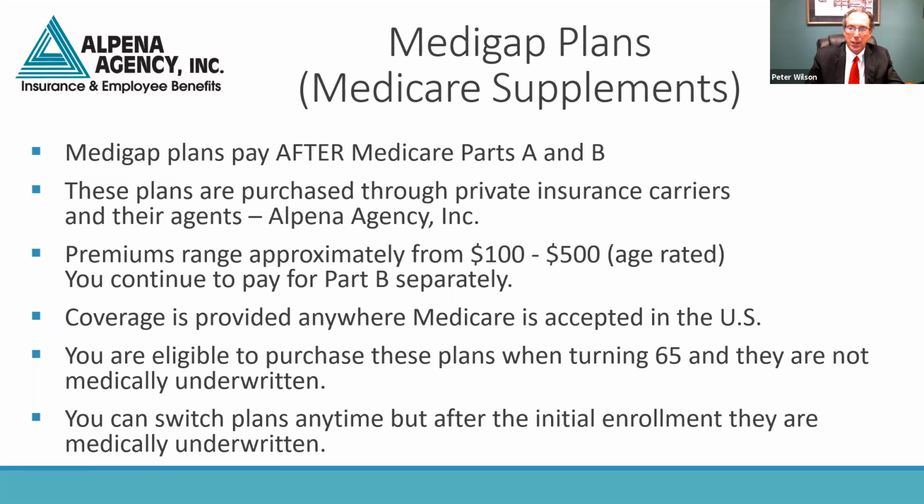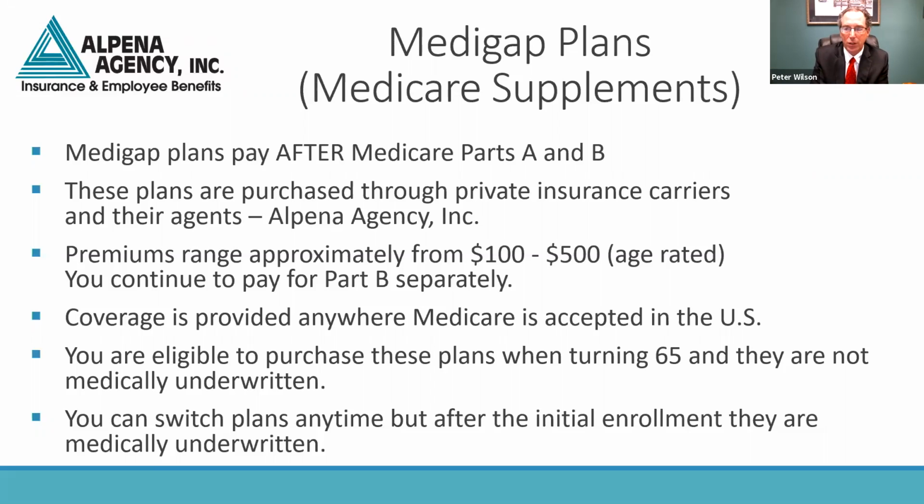Those are your Part C's, your Advantage plans. That's one option to go with to fill in the gaps of A and B. The second option is to go with the Medigap plan or Medicare Supplement plan. These plans leave A and B alone. You're still going to file your claims or still going to go through A and B in the federal government. But then the supplement's going to sit on top of them and pay after A and B have paid. So whatever A and B doesn't pay, then the Medigap plan steps in and starts to pay.